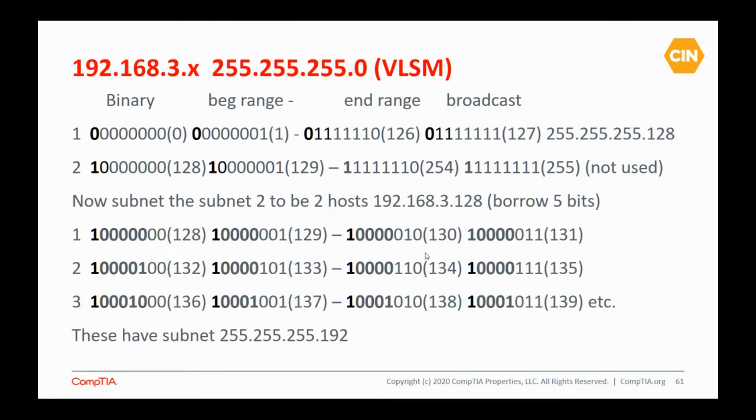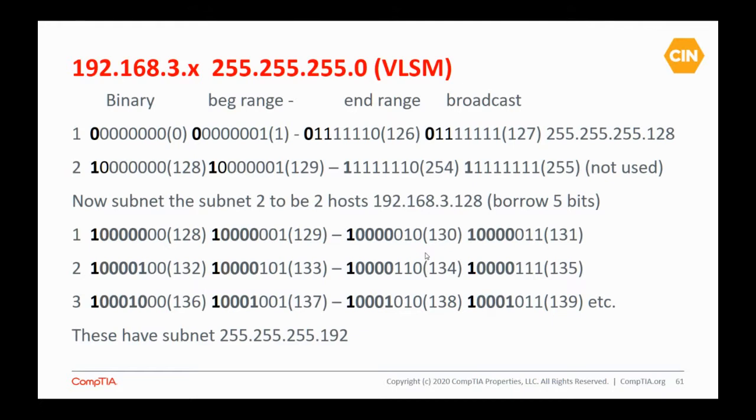Notice that each one of them has 2 hosts. The first one has addresses 129 and 130. For those subnets, our subnet mask is 255.255.255.192. Now, for that very first subnet, before we subnetted the second one, its subnet mask is 255.255.255.128. I think I did 3 255s.